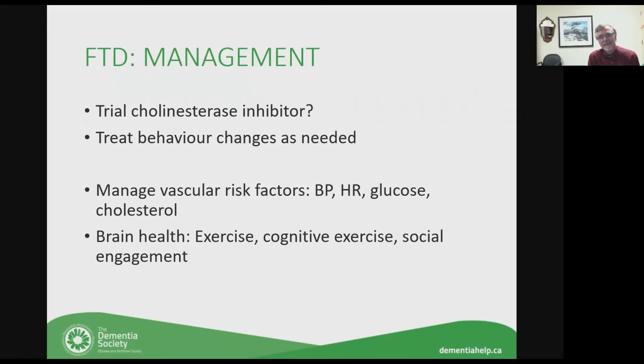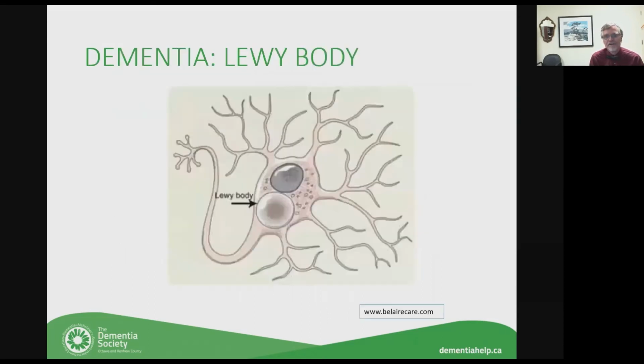And again, we want the circulation to that part, the frontal and temporal parts of the brain, to be as good as possible. So again, we're going to manage our blood pressure, glucose, cholesterol, and we're going to exercise the brain as much as we can, exercise our body and the like. So the management is similar in most of the dementias.